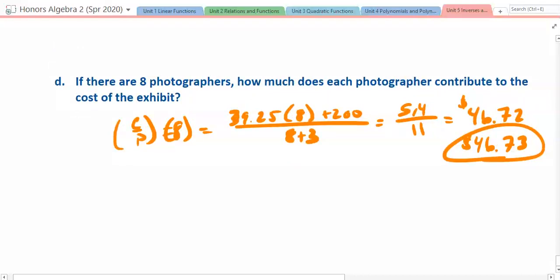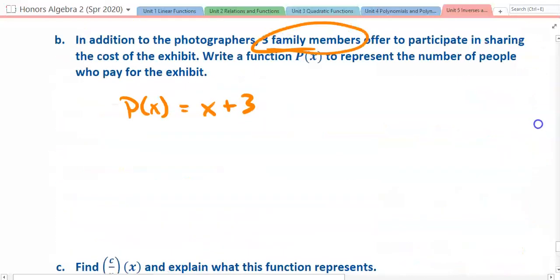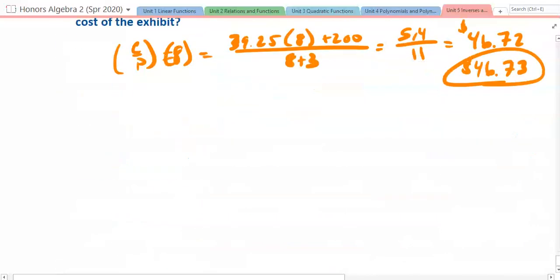Okay. Now, there is no part E to this, but that would be the final contribution, right? How much does each photographer contribute? They'll contribute $46.73. That would also include how much each family member is going to contribute, right? Because they're also going to split the cost with them, because that's what they said in part B.